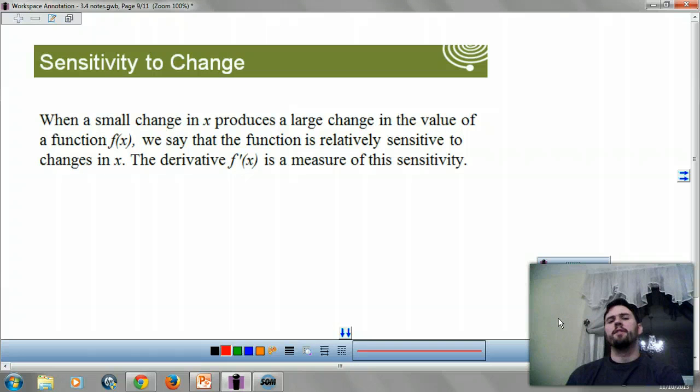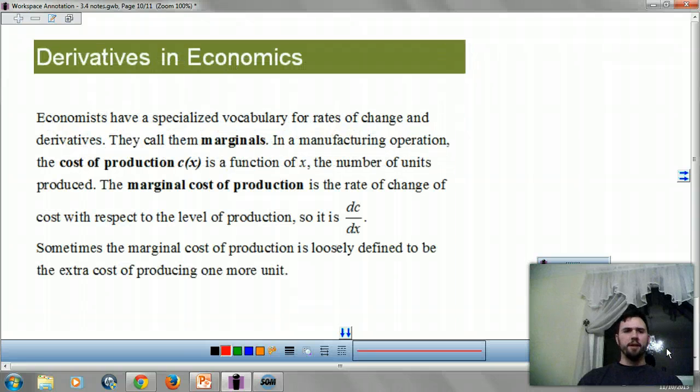Some people say that the first derivative is a measure of sensitivity of the rate at which a function is changing. I don't usually call it sensitivity. Maybe I need sensitivity training. I'm sorry. I don't really see that as very important.